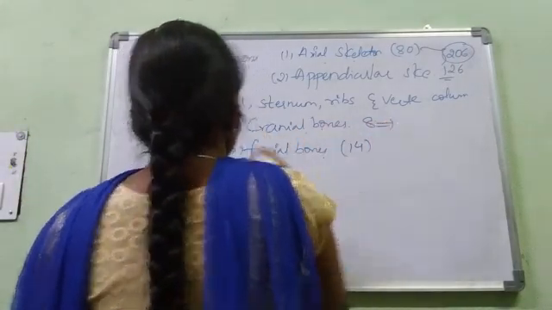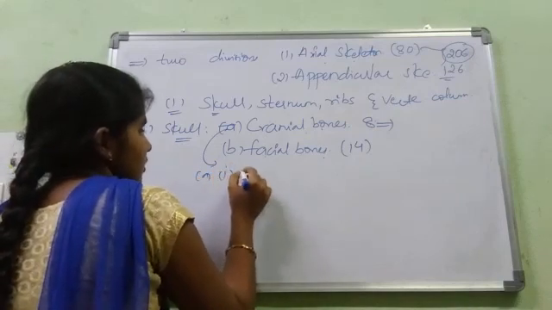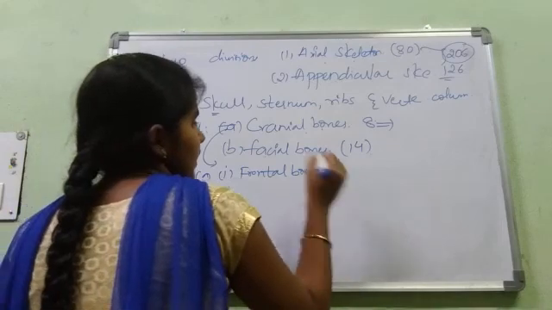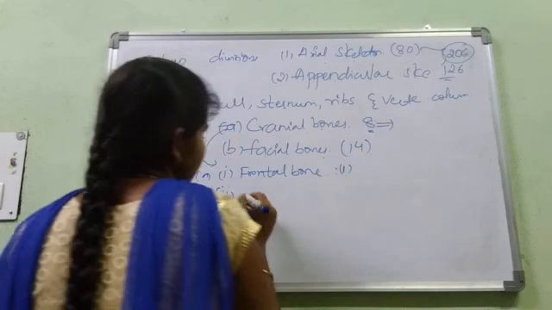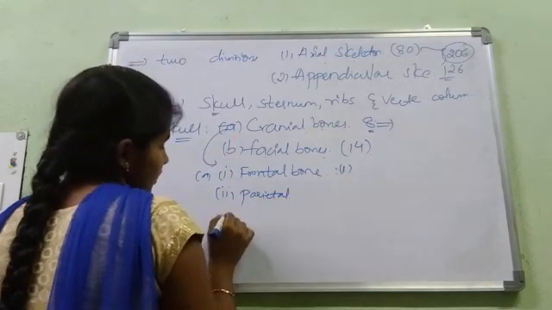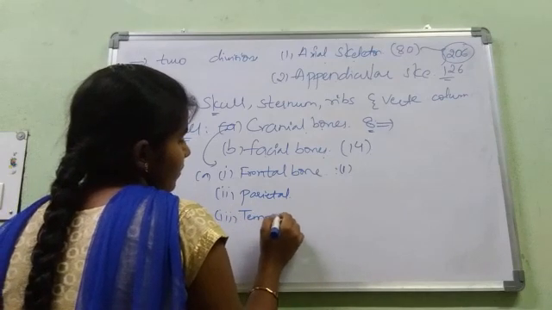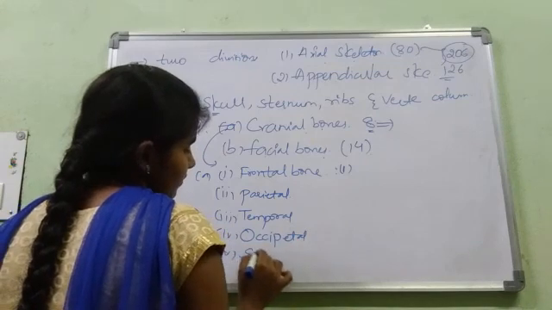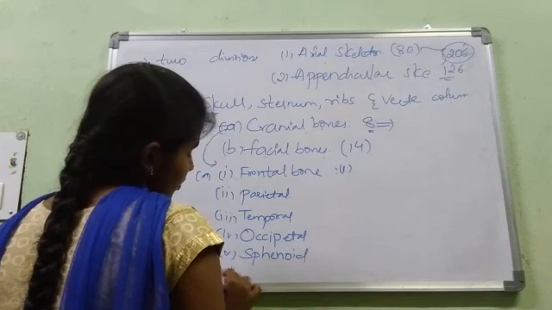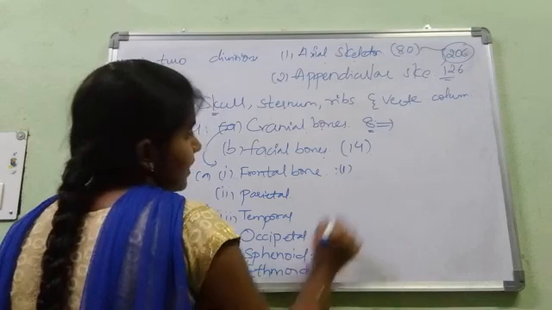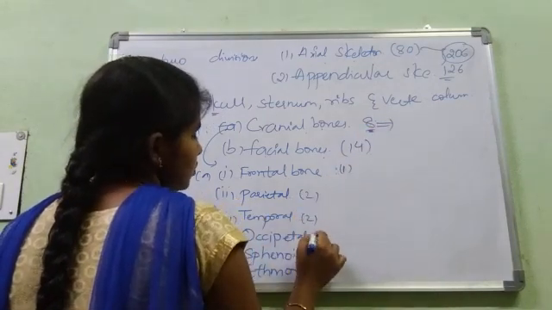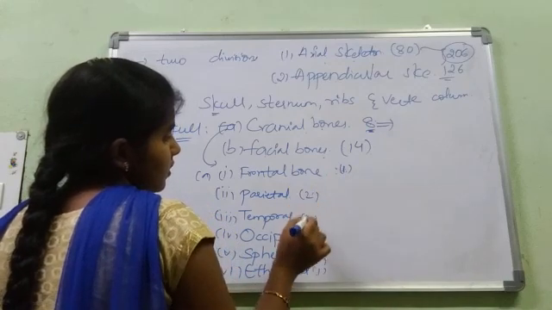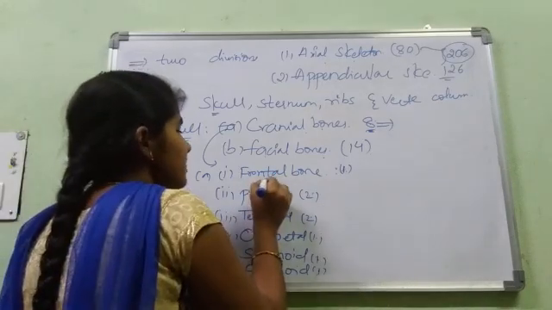Now, let us discuss these cranial bones. They are the frontal bone, parietal bone, temporal, occipital, sphenoid, and ethmoid bone. These are 8 in number: frontal 1, parietal 2, temporal 2, occipital 1, sphenoid 1, and ethmoid 1. Now, this frontal bone, where is it present?